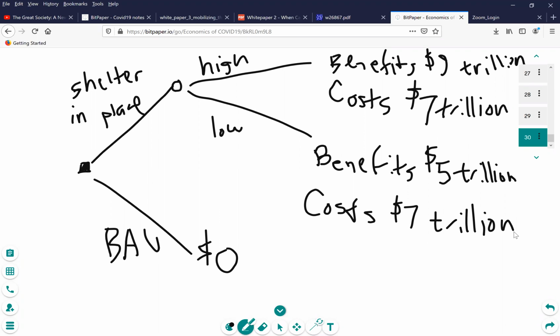What does the bottom part stand for, BAU? That's business as usual. That's just a baseline of if we were to carry on, no containment measures, no shelter in place, no closing non-essential businesses or universities. That's what the baseline would be. Okay, thank you. Yep.